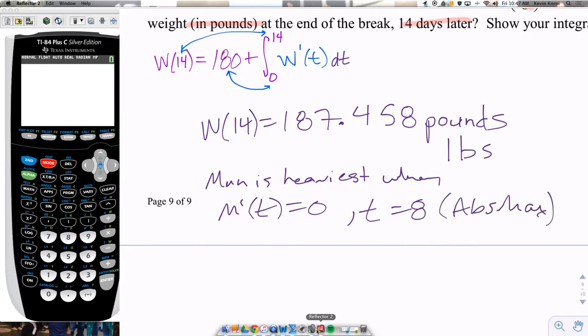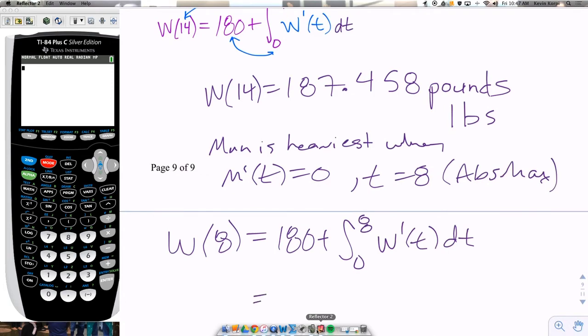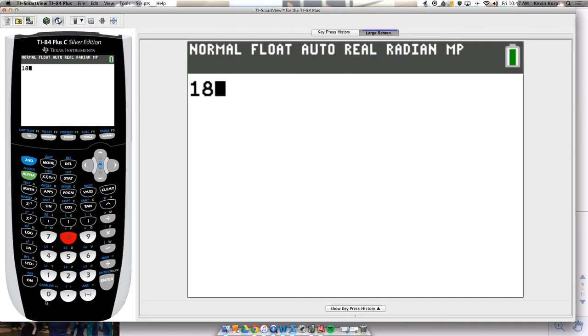So we could figure out the man's weight. So W of 8 is going to equal what? 180 plus the integral from 0 to 8 of W prime of t. Okay, now this might be an indictment on this guy, but we'll do it. 180 plus math 9 from 0 to 8.